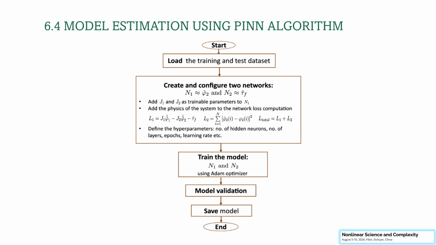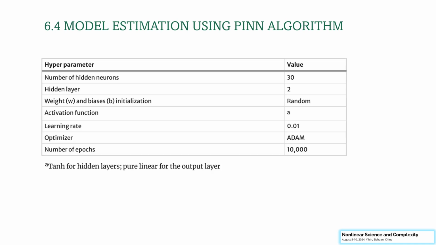Then we define the hyperparameters, meaning the number of hidden neurons, number of layers, epochs, learning rate, and so on. Then we train our model to find N1 and N2 using an Adam optimizer. We validate and then save our model. Here are the hyperparameters used in our computations.